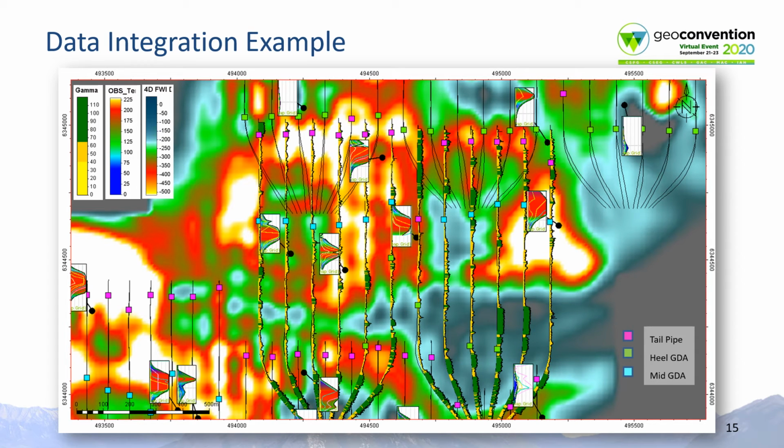Here's an example of the kinds of data integration that can be carried out using the FWI data, observation well temperature logs, producer gamma ray logs, and several types of well interventions. The two types of well interventions shown here are tailpipes, which redirect the emulsion flow, and GDAs, which are steam injection locations. Analyzing these data with the reservoir and production engineering teams can provide insights for further production improvements.